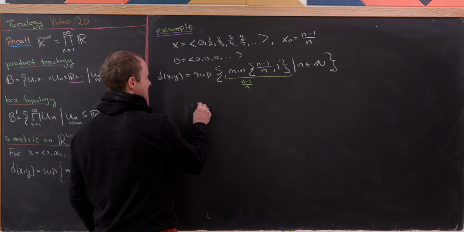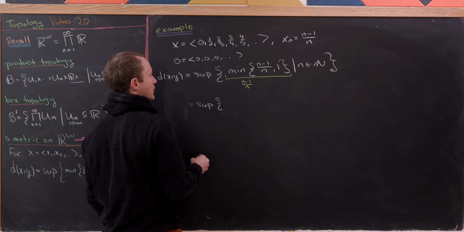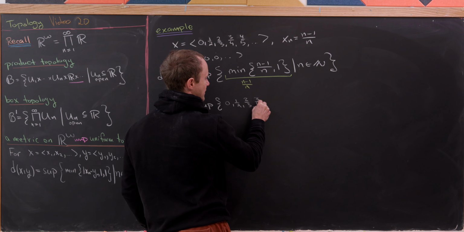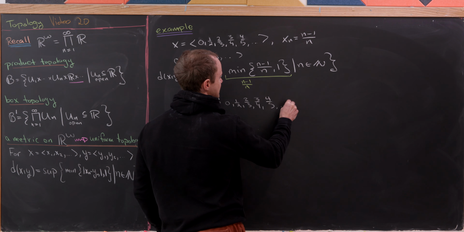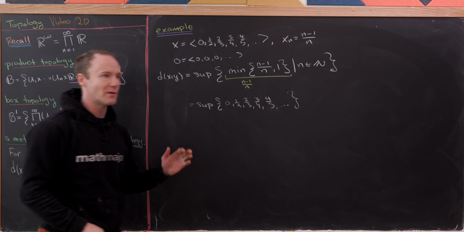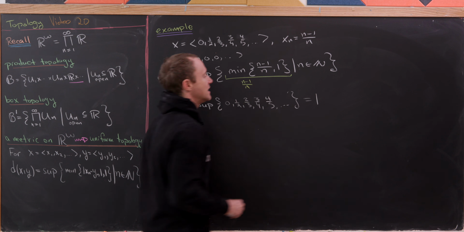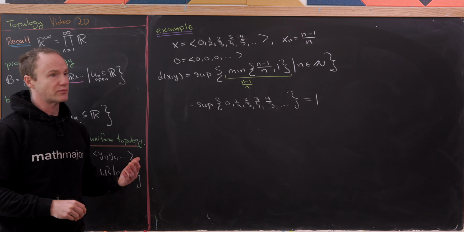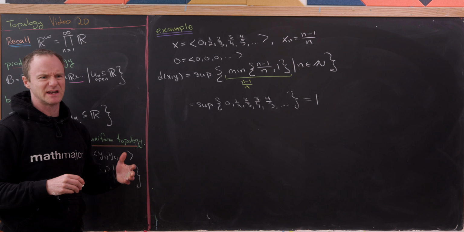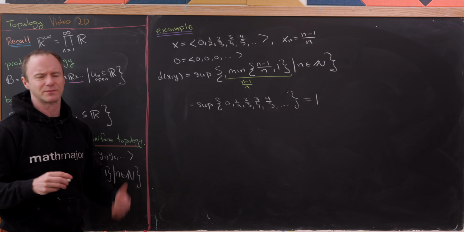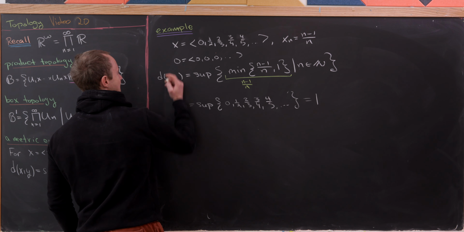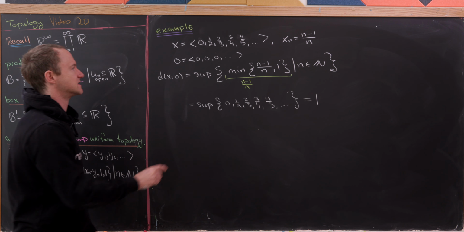So notice that means that we're taking the supremum of the following set. So 0, a half, 2/3, 3/4, 4/5, and so on and so forth. But I'll let you check that the supremum of this set is equal to the number 1. I think that's maybe pretty clear to see, but again, I'll let you check that. That's related to something that we did earlier. We found supremums of sets. Okay, so that means that the distance between x and the origin is 1.